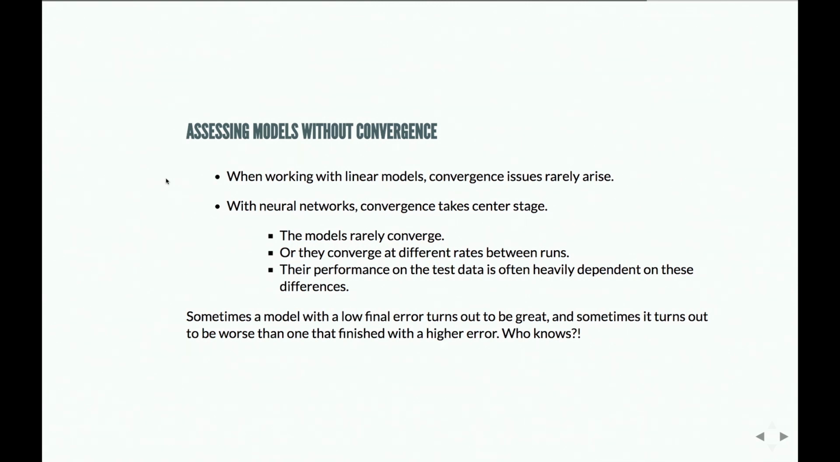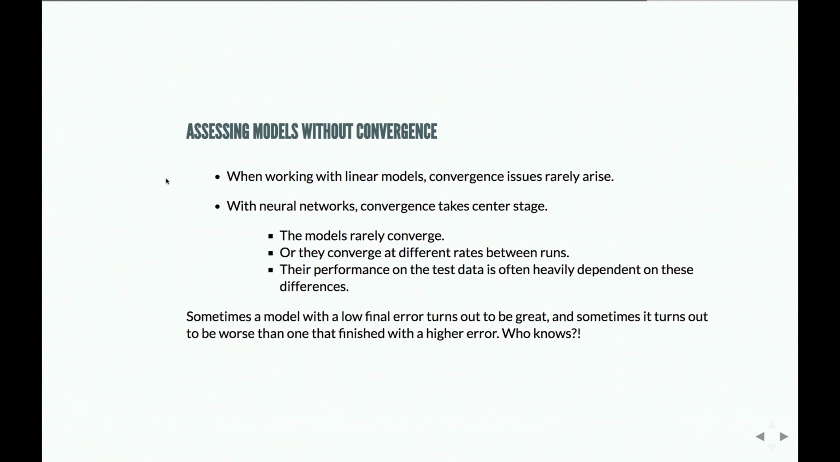So we didn't talk about this too much until recently, but now with neural networks kind of at center stage, convergence too has taken center stage because these models rarely converge. They can converge at different rates between runs. And then the other side of this is that maybe running to convergence is not really what you want, because what you might implicitly be doing with early stopping is some regularization that is benefiting your solution.